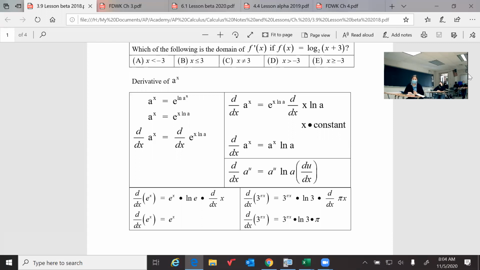So the derivative of this would be itself times the natural log of the base times the derivative of the exponent. The derivative of pi times x would just be pi. So your answer would be 3 to the pi x times ln 3 times pi. If that's logical to you, you're current through what we did on Monday. And again, you have access to this PDF, so you don't feel like you need to write this down.